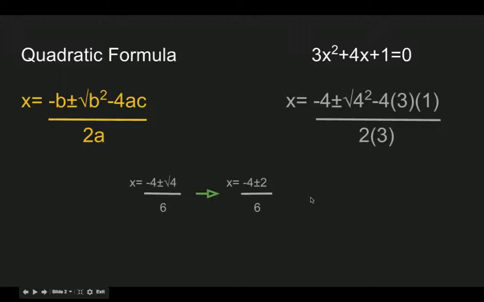So now we will set up two cases, one of negative 4 plus 2 over 6 and one of negative 4 minus 2 over 6. When we solve, we will come back with the answers of negative 3 and negative 1. So our solution to this quadratic equation using the quadratic formula is negative 3 and negative 1.